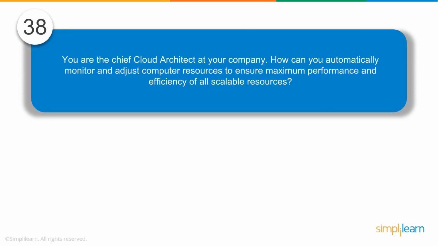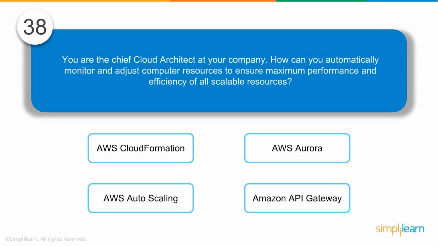You are a chief cloud architect at your company, and how can you automatically monitor and adjust compute resources to ensure maximum performance and efficiency of all scalable resources? So we have CloudFormation as a service, we have AWS Aurora as a solution, we have AWS Autoscaling, and Amazon API Gateway. Let's read the question again.